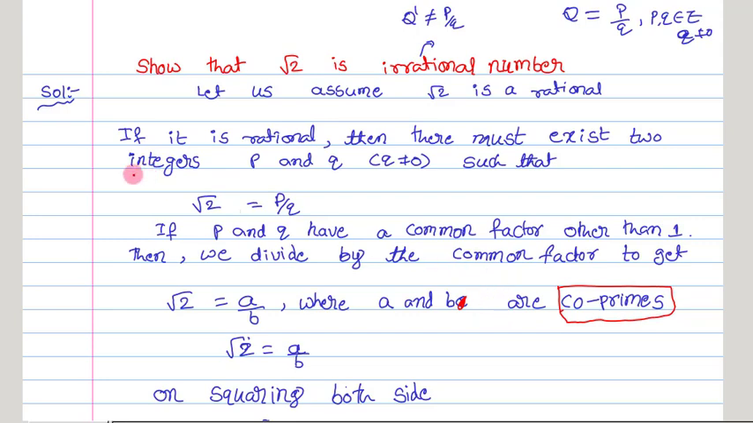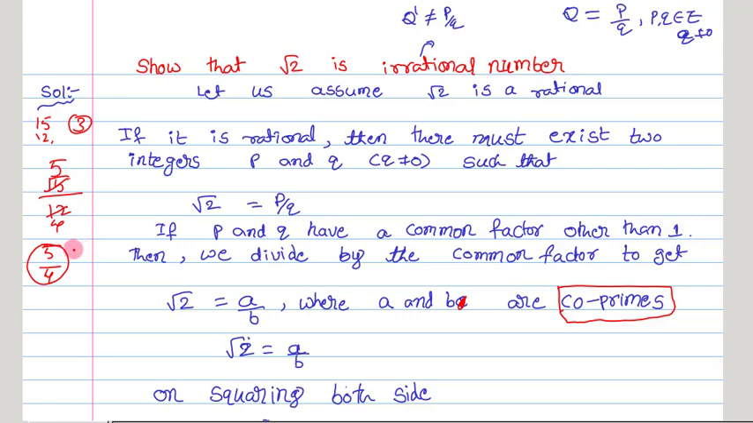What does that mean? If you take a fraction, let us take 15 by 12. It is in the form of p by q, and it is not in the simplest form. That means 15 and 12 have a common factor other than 1, that is 3. On dividing both numerator and denominator by 3, 15 by 12 can be written as 5 by 4. Now we can say that it is in simplest form.